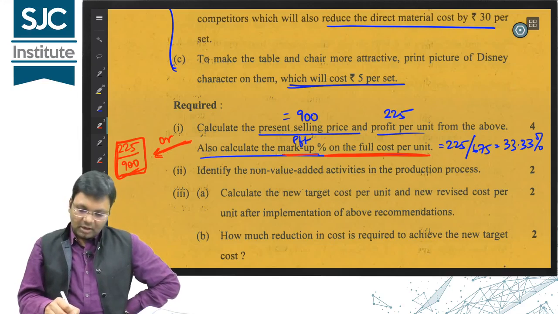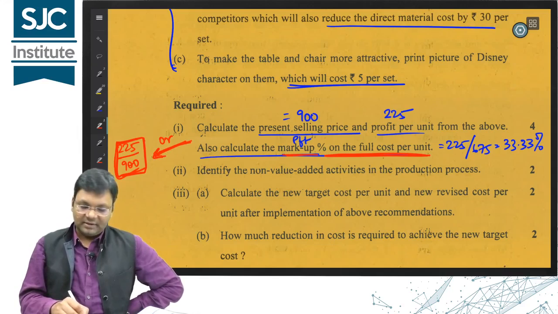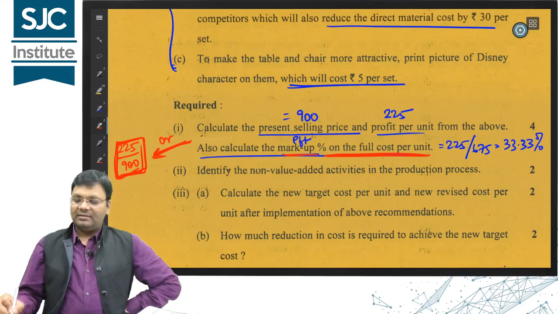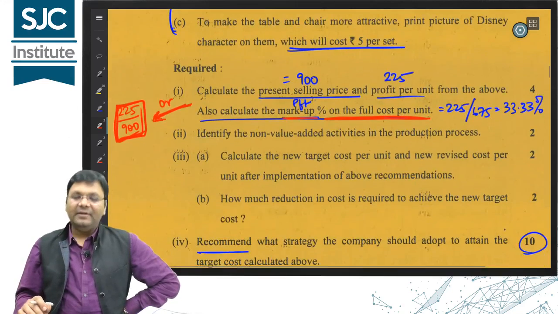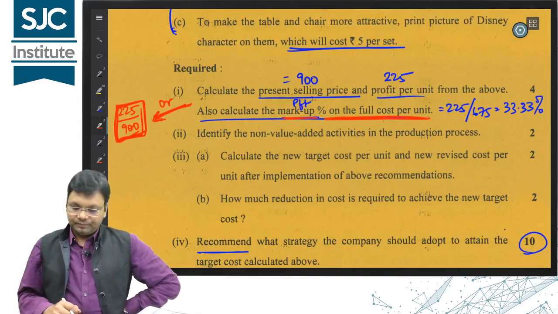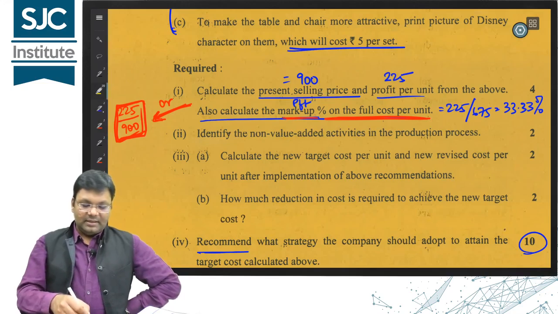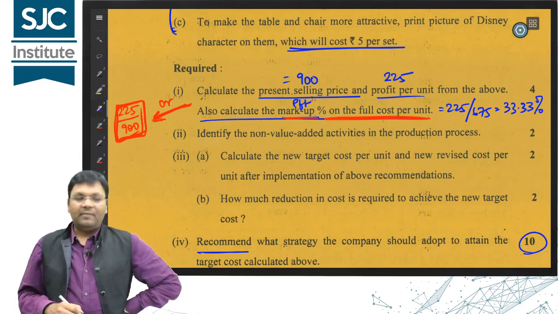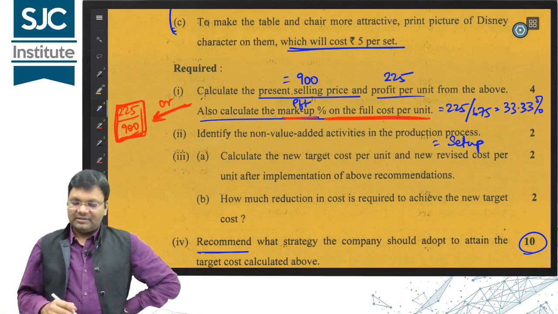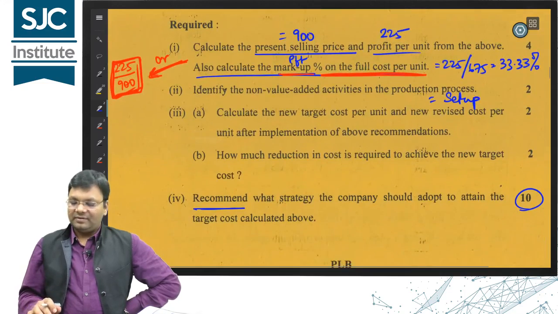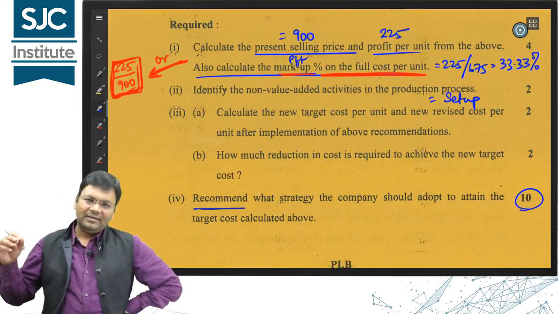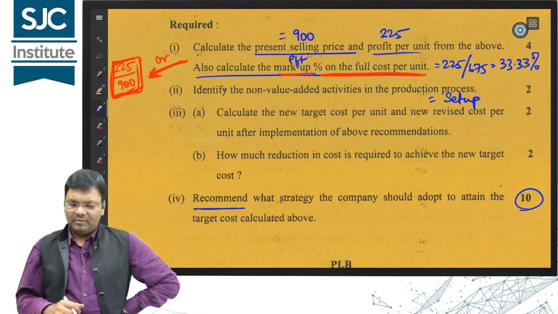So I don't know how much will be rewarded for this working or this working. I don't know the checking pattern, but the ideal correct answer is 33.33%. Maybe because of the ambiguity, the institute will award marks to these students also. I don't know about this. Anyways, identify the non-value added activities in the production process. So non-value added is just the setup activity. So just identification is required. Now many times you get puzzled, oh my god, 2 marks, how should I write? Just write the line. That one line is of 2 marks, not a problem.